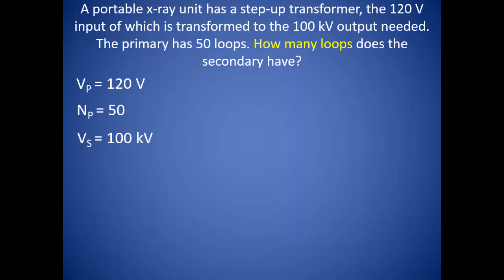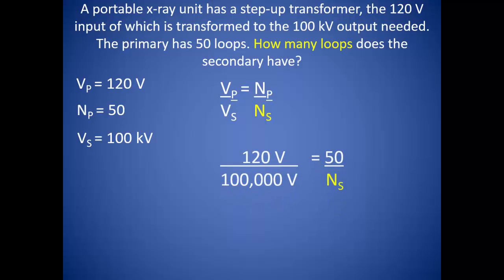Say we have a portable X-ray unit that has a step-up transformer. The 120 volt input of which is transformed to 100 kilovolt output needed. The primary has 50 loops. How many loops does the secondary need? We can use our transformer equation here to set up that ratio, since we know both voltages and the loops on one side. As always, we pay attention to our units and make sure they are the same so we can do the math, and we get the secondary coil having 41,700 loops.